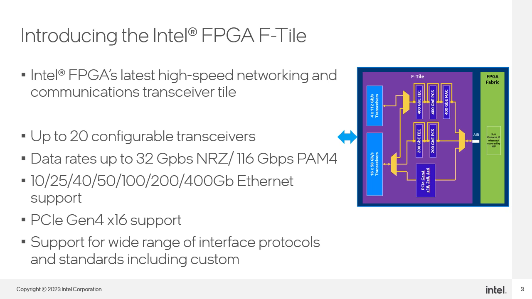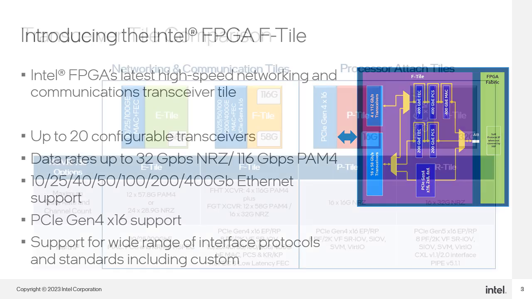Ethernet support from 10 to 400G in the Ethernet standards shown on the slide. Ethernet support benefits from a full or partial hardened Ethernet stack in the F-Tile. PCI Express Gen 4 support up to x16. And support for a wide range of standard interfaces and protocols, including Interlaken, CPRI, Fibre Channel, JESD, and DisplayPort. There is also flexibility in the tile for implementing your own custom protocol solution right alongside these standards, making use of the high-speed FPGA fabric architecture to which the tile is connected.